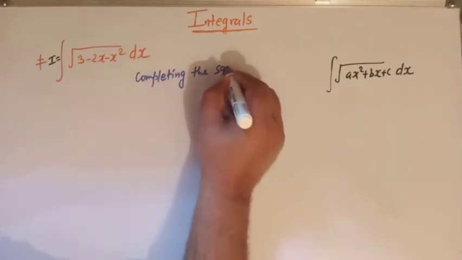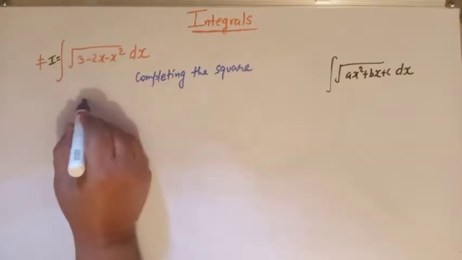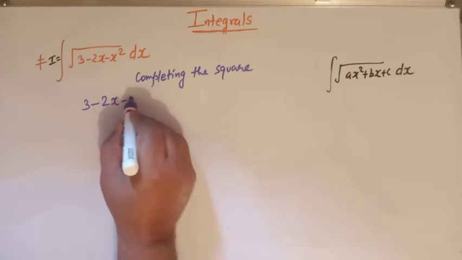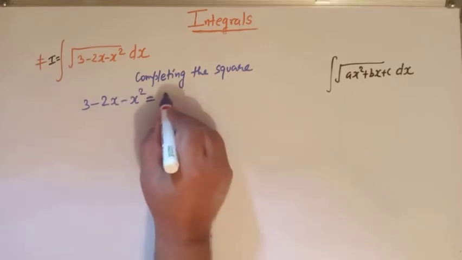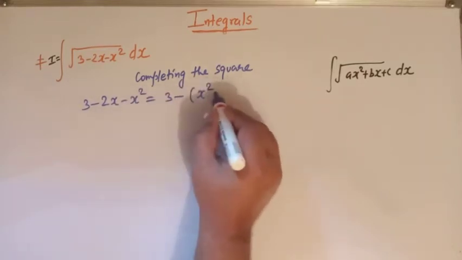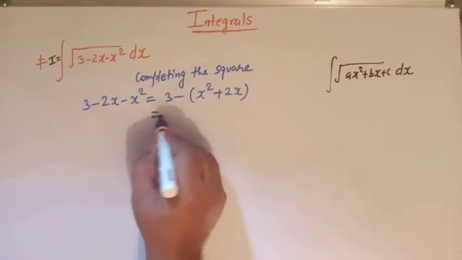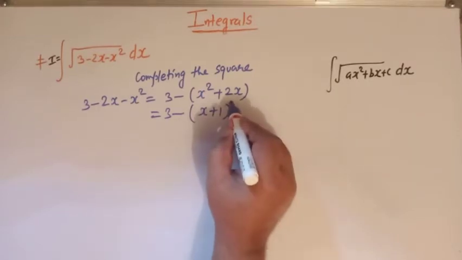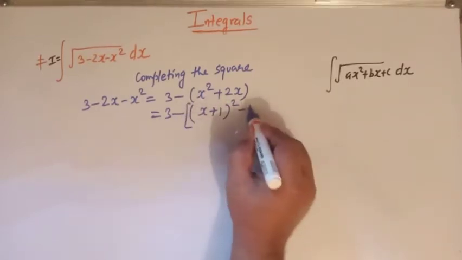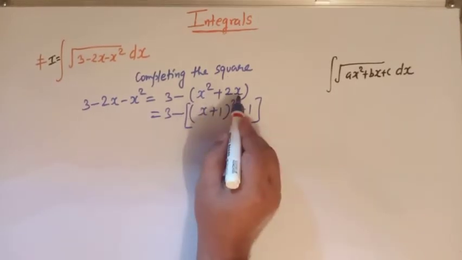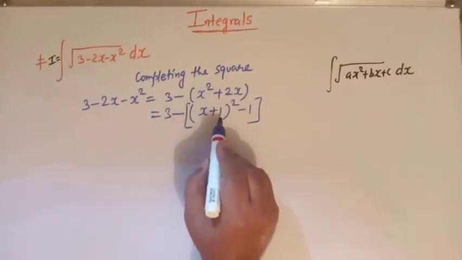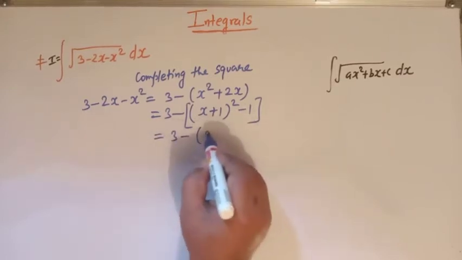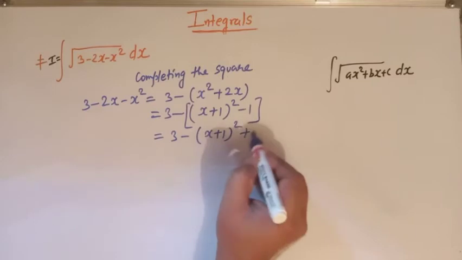Here we have this quadratic polynomial as 3 minus 2x minus x square. This can be written as 3 minus x square plus 2x. Then x square plus 2x can be written as x plus 1 whole square minus 1. Clear? So this can be written as 3 minus x plus 1 whole square, plus 1.